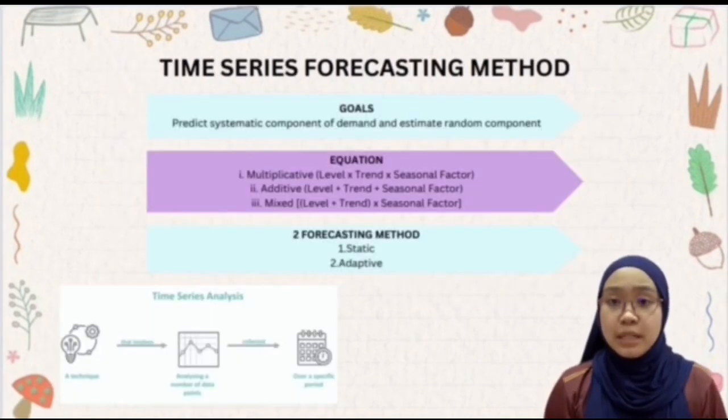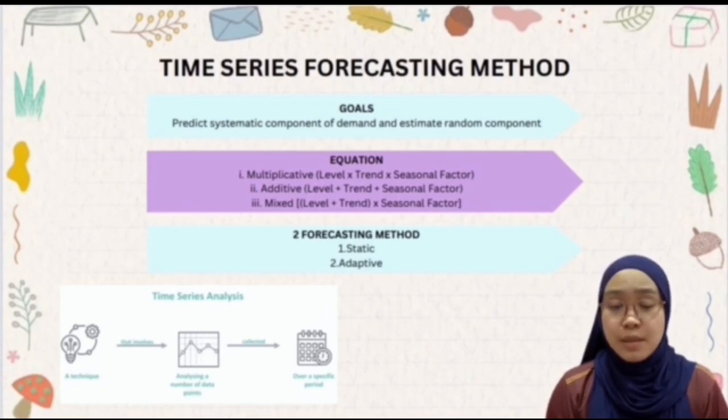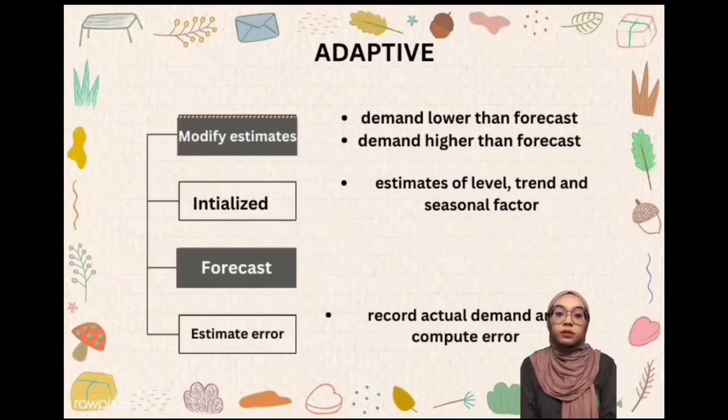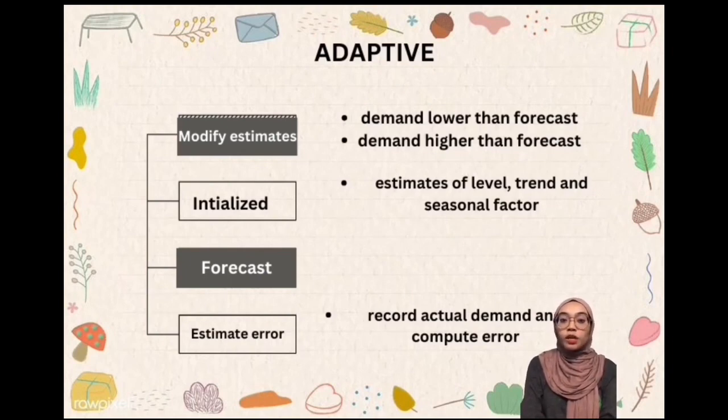This slide will explain a little bit about the time series forecasting method. The goal of this method is to predict the systematic component of demand and estimate the random component. There are 3 types of equations that are usually used in this method, which are multiplicative, additive, and mixed. There are 2 steps to make estimation in static, which are estimate level and trend and estimate seasonal factor. For adaptive, there are 4 steps, which are modify estimates, initialize, forecast, and estimate error. The demand should be lower than forecast or demand should be higher than forecast.